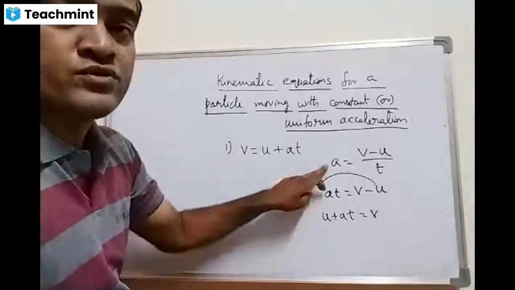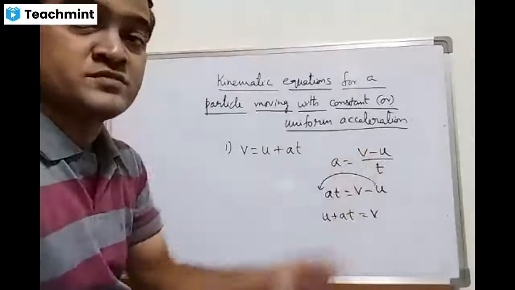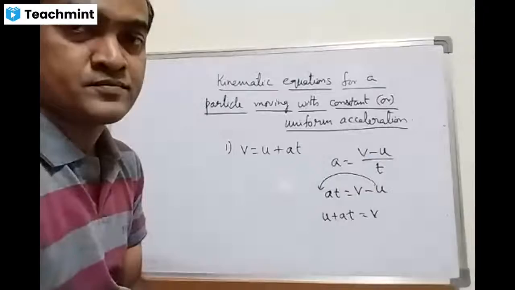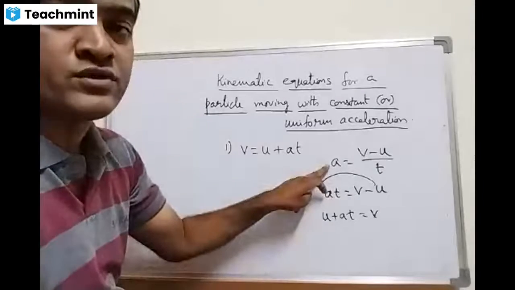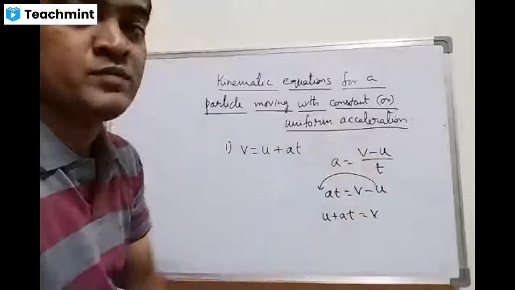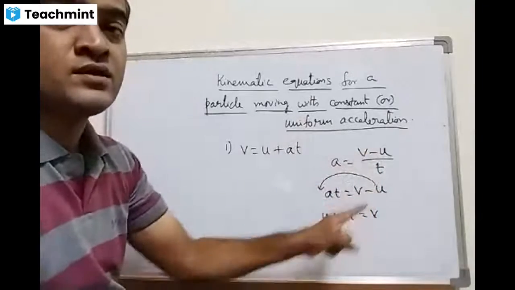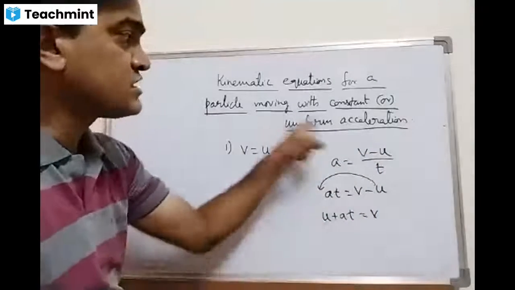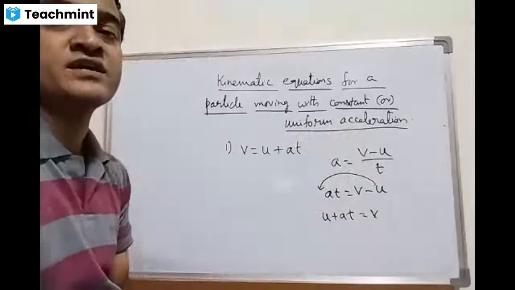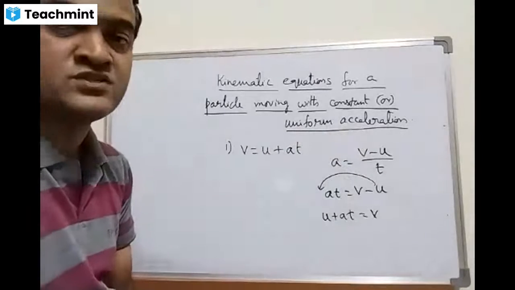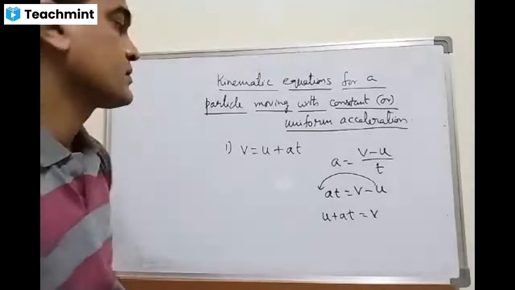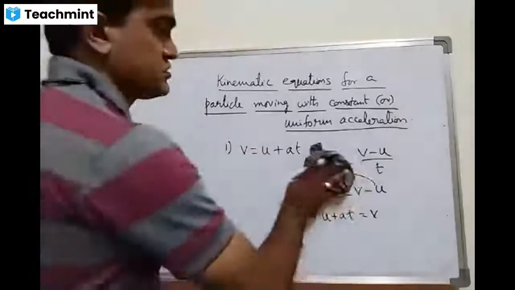If the acceleration is not uniform, then the change in velocities will be different. Remember, here the change in velocities will be the same provided the acceleration is constant, or I can say acceleration is uniform. This is the first equation of motion.